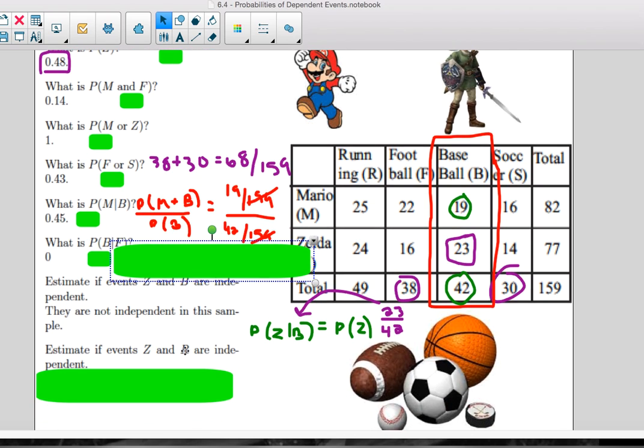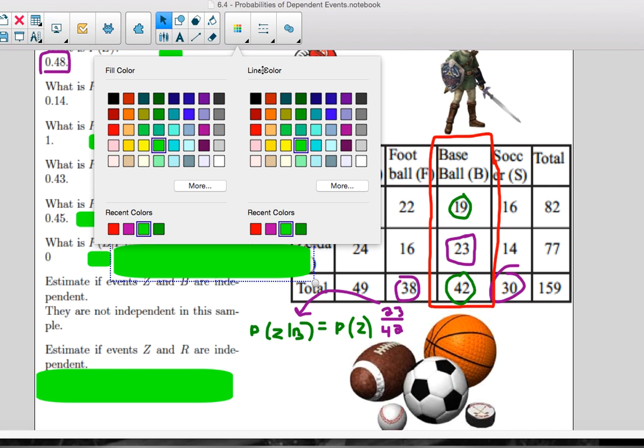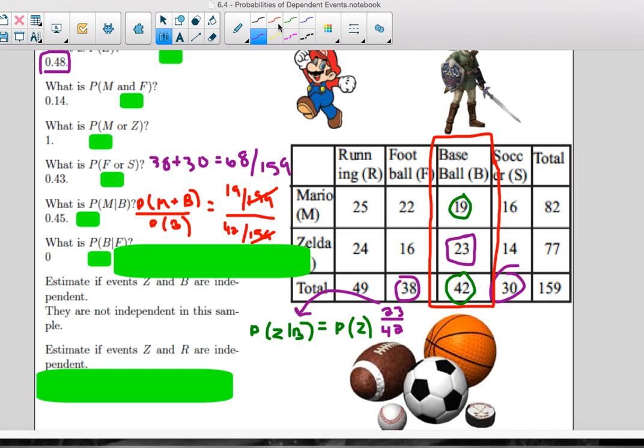Now, if we look at Zelda and running, to see if those are independent, we would have to do the same thing we just did. We'd want to find the probability of Zelda, given that they like running. You could do it the other way around too, running given Zelda. You actually want to do it both ways to prove independence, but we'll do it this way first. And we're going to see if that's equal to the probability of just Zelda, which in the last case it was not. Here we'll take a look.